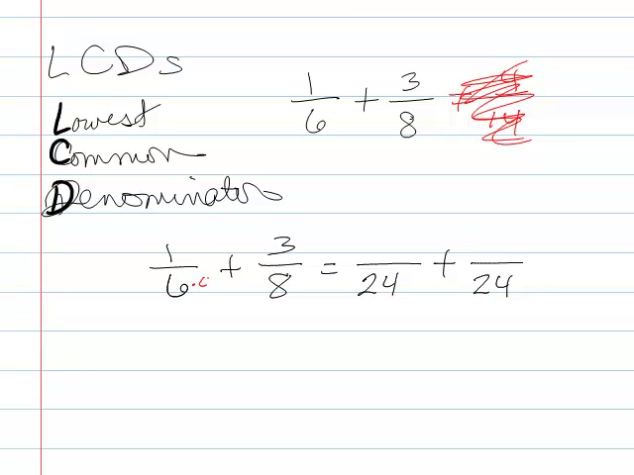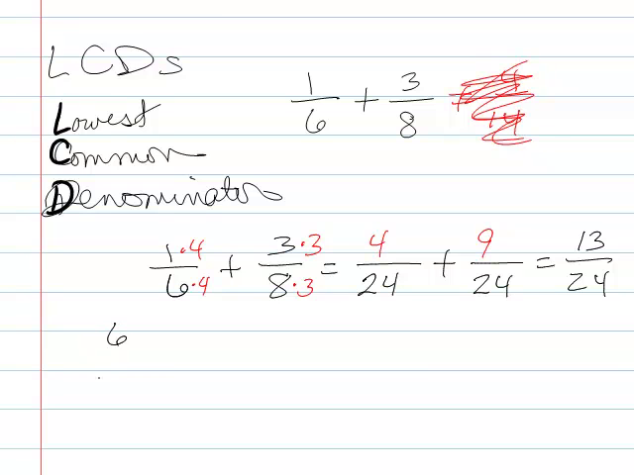So 6 times 4 gets me to the 24. 8 times 3 gets me to the 24. So 1/6 plus 3/8 is 13/24. Fantastic, right? Well, the question is, though, where do I get this stupid 24 from? So this is how we do it.